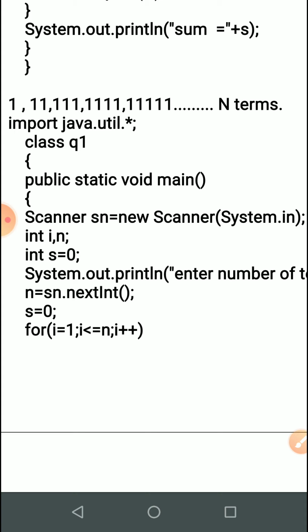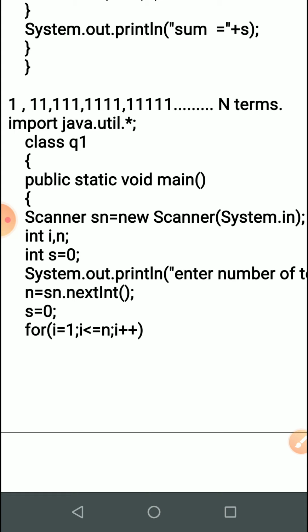If we consider the first term as 1, then the second term is 11. How does it come? 1 into 10 plus 1 becomes 11. Then 11 into 10 plus 1 is 111. 111 into 10 plus 1 is 1111. This way we have got it. So we have to do this thing n times.